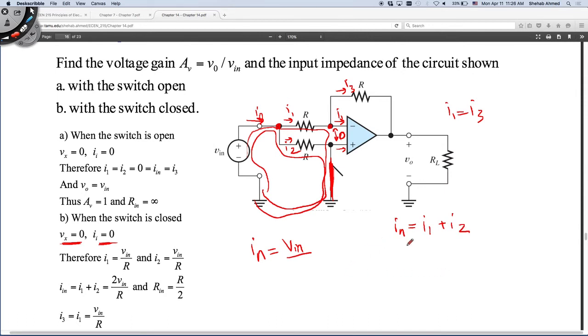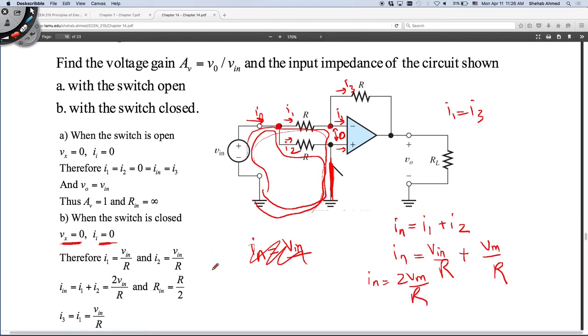Right? So what is I1 equal to? I1 is equal to this voltage. Remember, I go around this loop here, the outer loop. So it's equal to V input divided by R. I2 is equal to V input also divided by R. So this is I input. Right? So it's 2V input divided by R. So what else do they want?